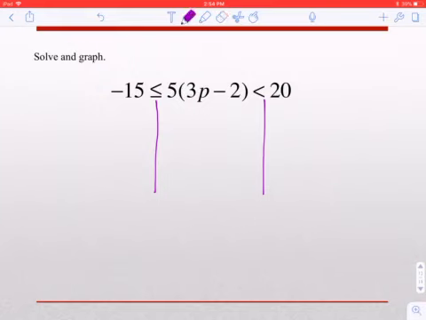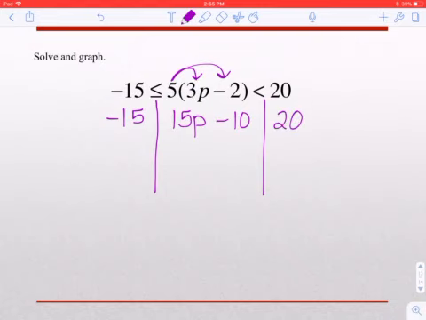So your goal here is to get p by itself in the middle. To start, you're going to distribute the 5. 5 times 3p is 15p. 5 times -2 is -10. And then I just bring down the -15 on the left, the 20 on the right. Your goal is to get p by itself. So whatever you do in the middle, you have to do to both the left and the right.